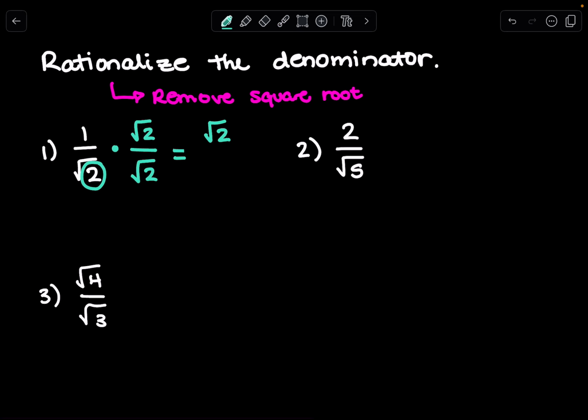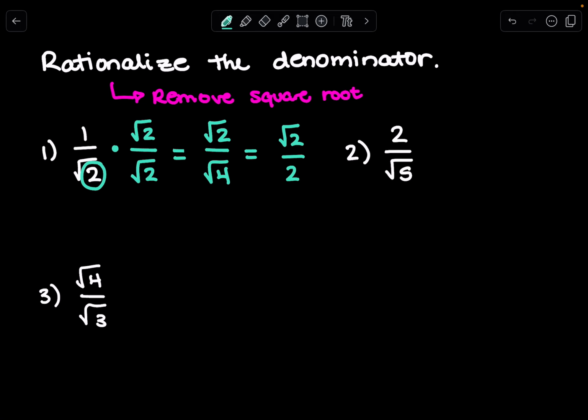This is square root of 2 over square root of 4. Now, the reason that I picked square root of 2 is because it's going to create a perfect square on the bottom. So the square root of 4 is a number that I know. The square root of 4 is just 2. So 1 divided by root 2 and root 2 over 2 are the same thing.